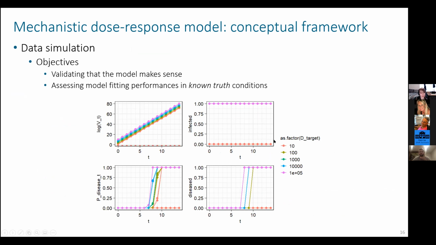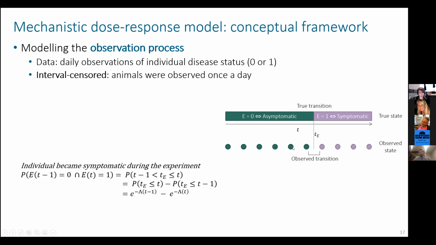So what I did so far is I simulated some data to check that the model we developed was making sense. And in the next steps that I'm currently working on, I will use this simulated data to test the fitting performance of the Bayesian model I'm developing, which I will describe right now. So that's what you cannot observe, but what's happening in our simulated host. We have the growth of the viral population, which leads to an increase in the probability of showing disease, and individuals transitioning from not diseased to diseased, with all this being governed by the initial dose. I do all the simulation in R.